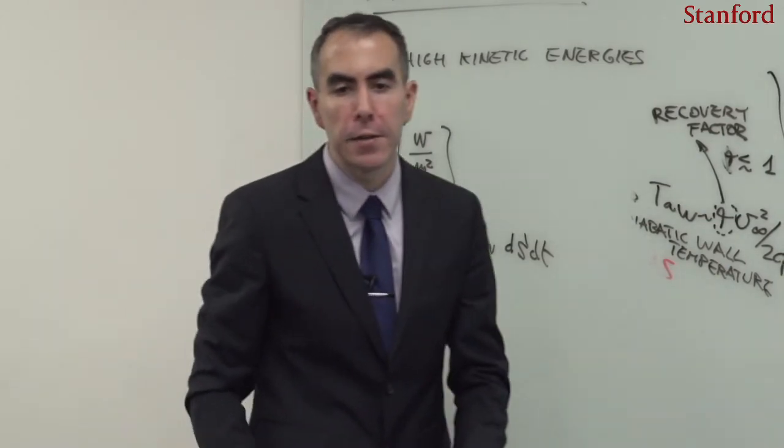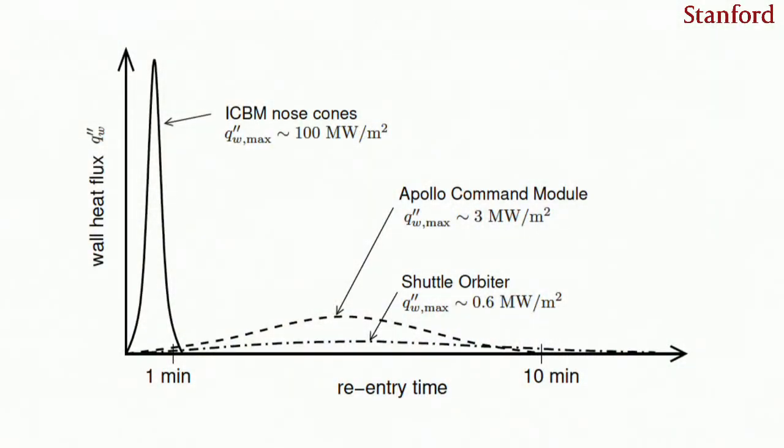So for instance, let's see this chart. Here in this chart, you have in the vertical axis the wall heat flux, and in the horizontal axis the re-entry time. Intercontinental ballistic missiles, or the nose cones of those missiles, are subject to a very high heat flux of the order of 100 megawatts per meter squared. But the time of exposure is actually very small. It's of the order of 1 minute to 2 minutes and so on. So that is to say that the heat flux crossing the surfaces of those nose cones is very high, but the total amount of heat absorbed is not that high.